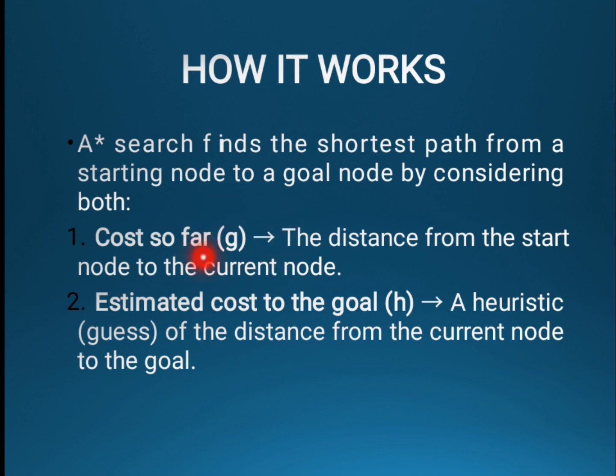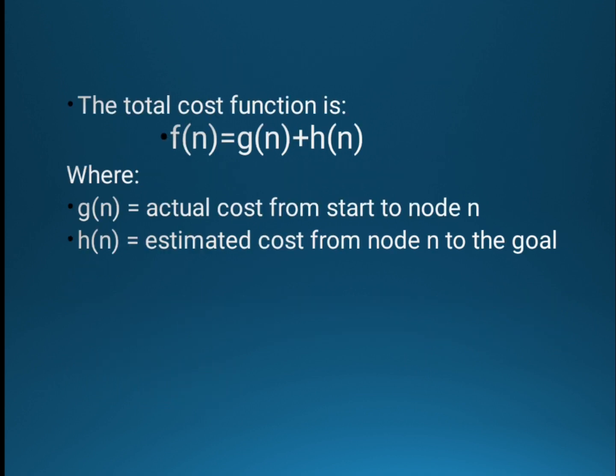The value of g is calculated based on the distance from the starting node to the current node, and the value of h is calculated based on the distance from the current node to the goal node. For every node we need to calculate g of n and h of n. By adding these two values, we get the cost function for that particular node.